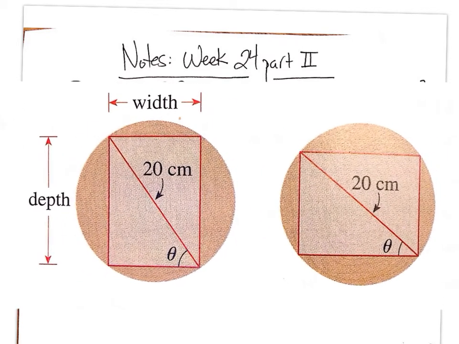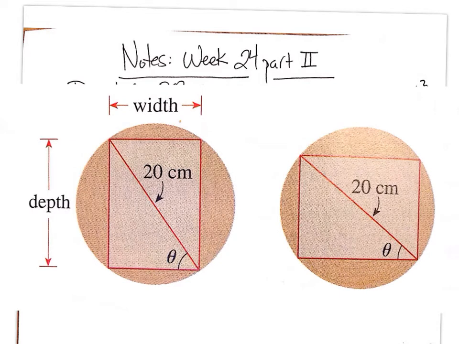So here are two possible scenarios, right? We've got this round log, and we could cut the board or the beam like that, or we could cut it like that. And so we're looking at the strength of the beam that's cut as a function of this angle theta. What it says is that the strength of the beam is proportional to the width times the square of the depth, or the height.